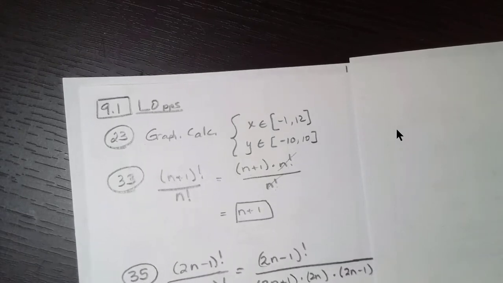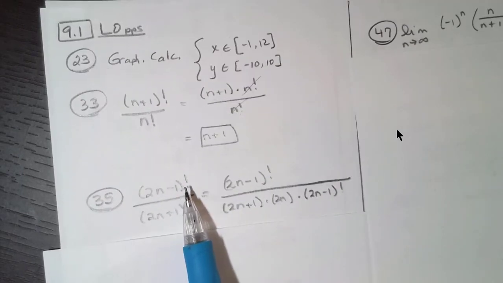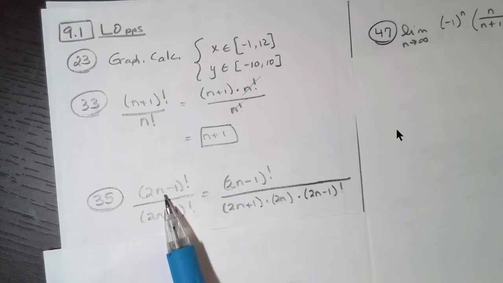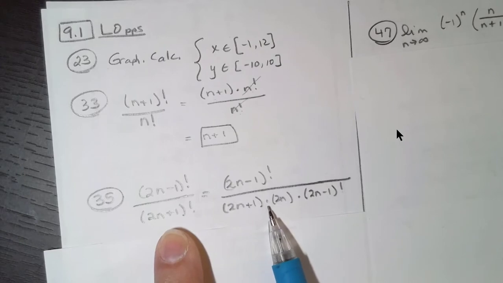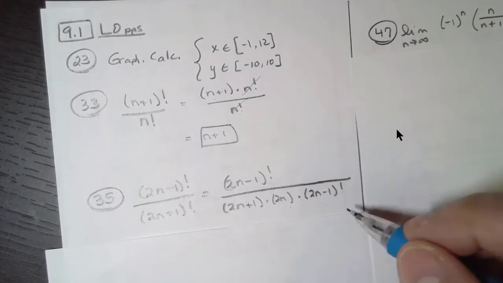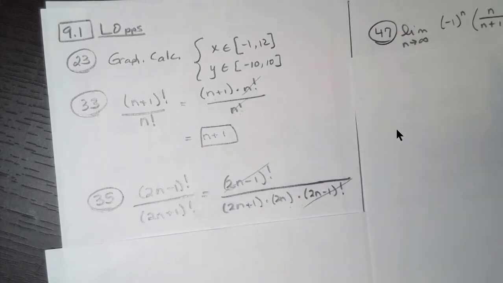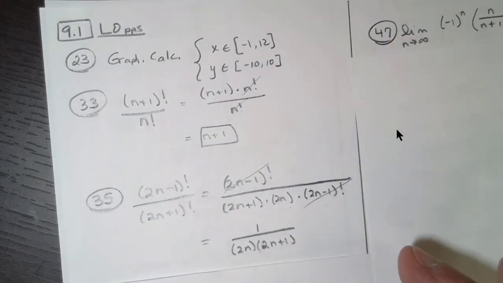35, again, simplifying this, 2n minus 1 factorial over 2n plus 1 factorial. To simplify a factorial, we have to take the greater one and reduce it down to this one. So I would take 2 times n plus 1 times, subtracting 1 from that would leave 2n, times, subtracting 1 from that would be 2n minus 1 factorial. I could keep going, but it allows me to cancel these, and we get 1 over 2n times 2n plus 1, and you can leave it like that.